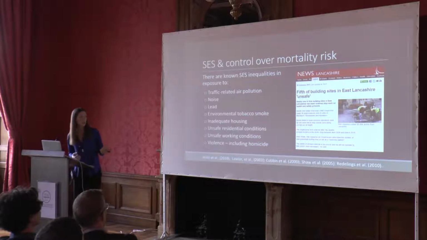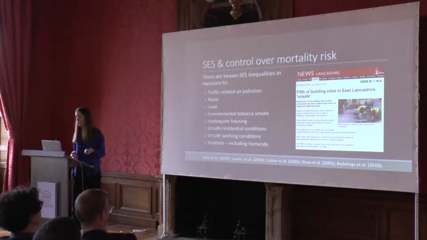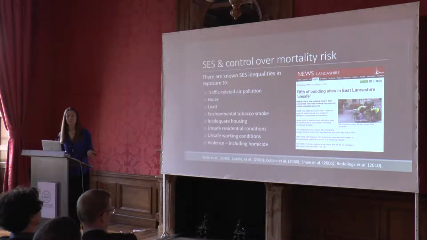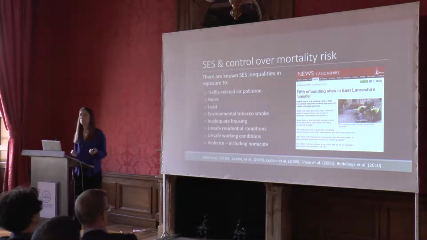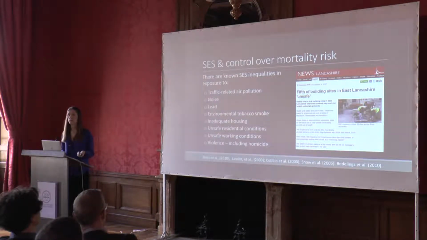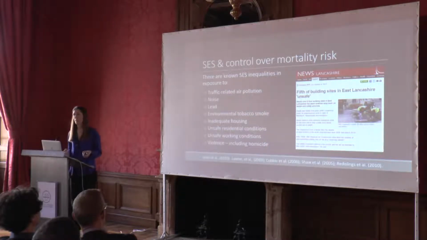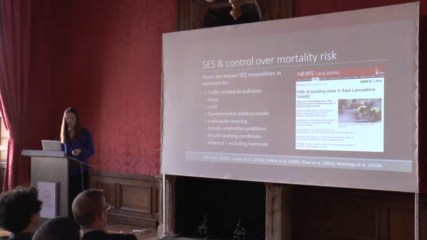And I've just put as a random example here a news story from the UK about how building sites are unsafe. Now, the reason that this is interesting is actually just because one of the ways that we classically define social class is by occupation, with manual labour on such building sites being the way that you become low SES by that definition. In addition, I think the issue of violence is really interesting.